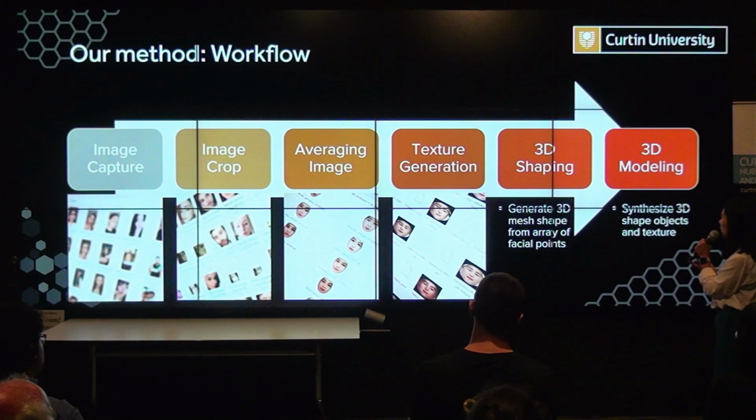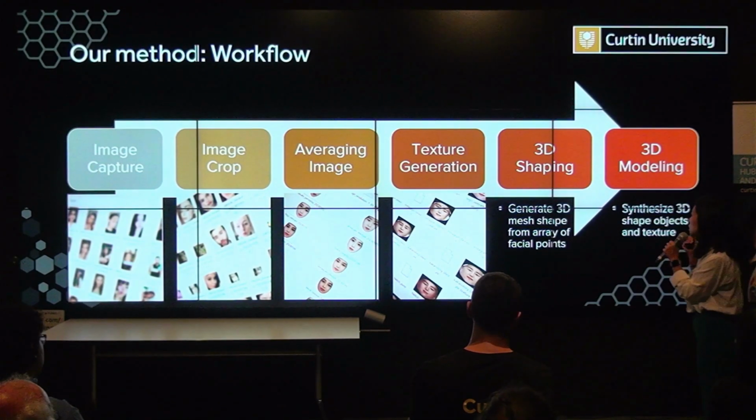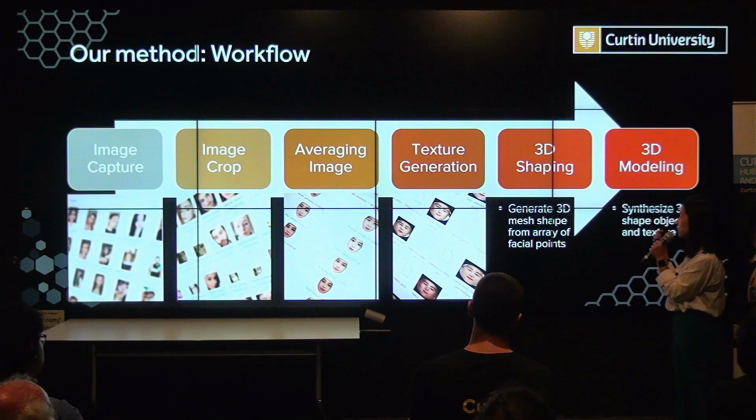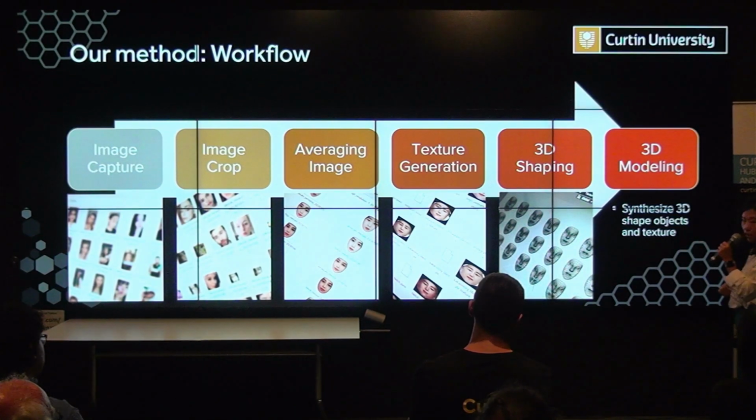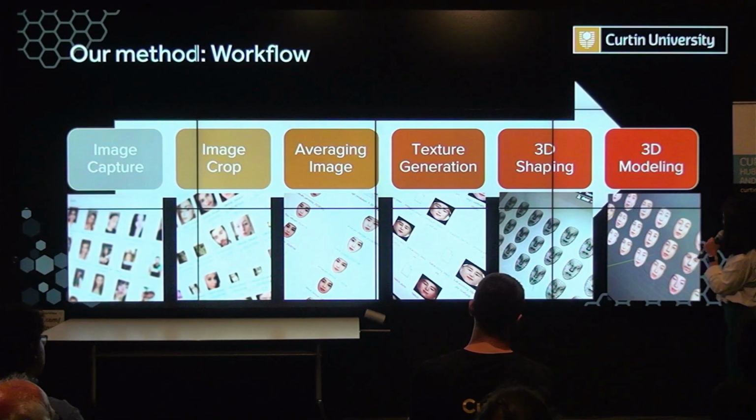And then the fifth step, generate a 3D mesh shape from the array of facial points. These facial points are the detectable eyes, nose, lips, and jawline. And then we made a 3D polygon shape. And then lastly, I combined the texture generation and the 3D shaping mesh object together, and I finalized our final models.